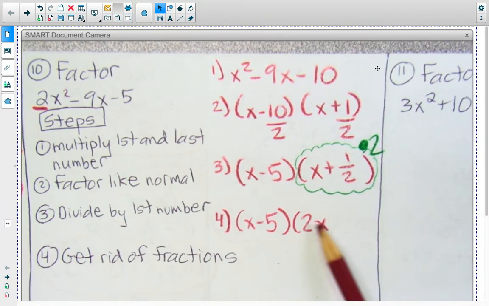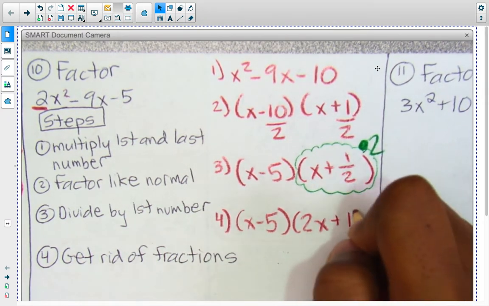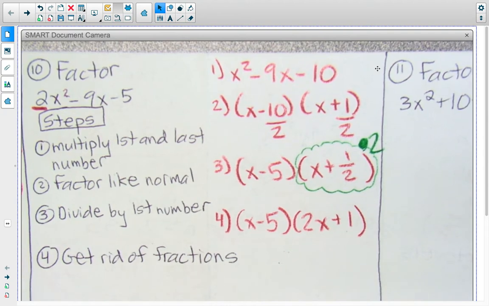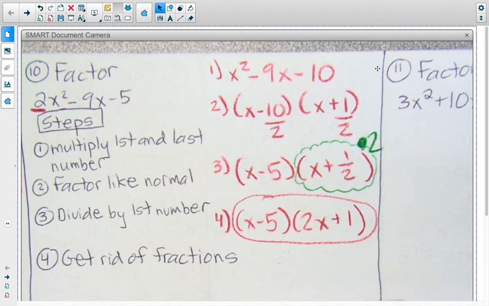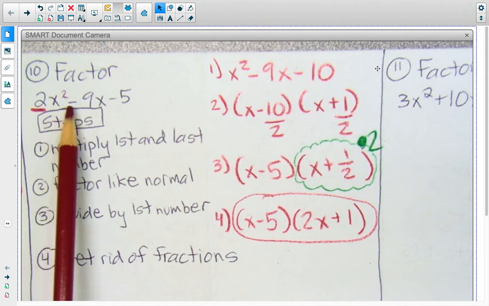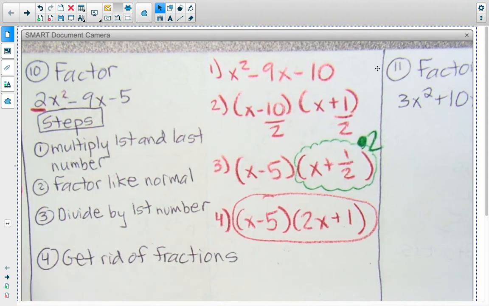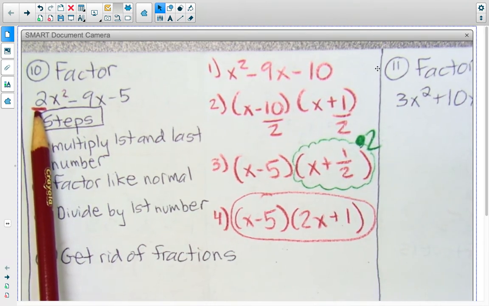2 times x is 2x, and 2 times 1/2 is 1. So this is our final answer. And the great thing with this is you can do the box method or distributive property and multiply this out. If I multiply this out, it'll give me 2x squared minus 9x minus 5. You only have to worry about doing this if I have a different coefficient in the front and there's no greatest common factor.